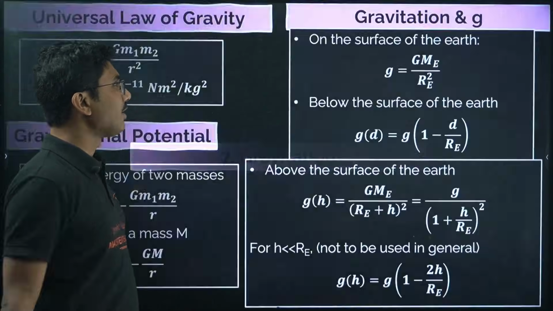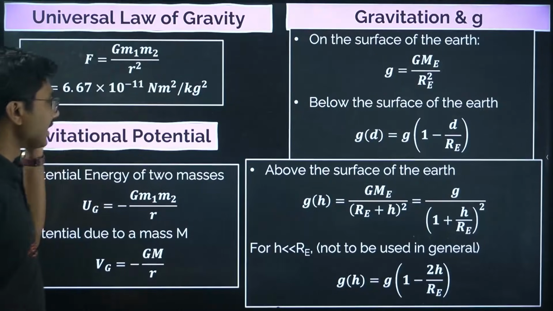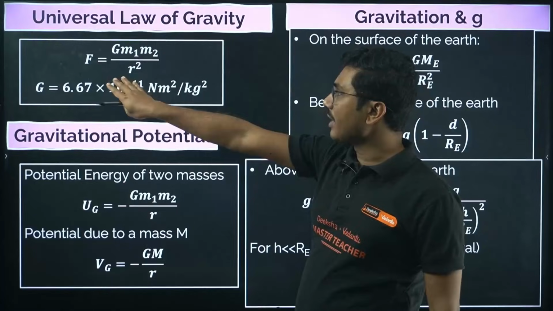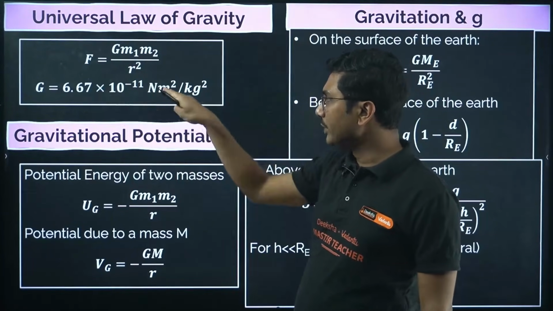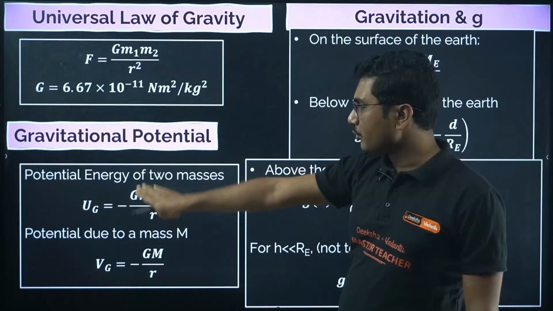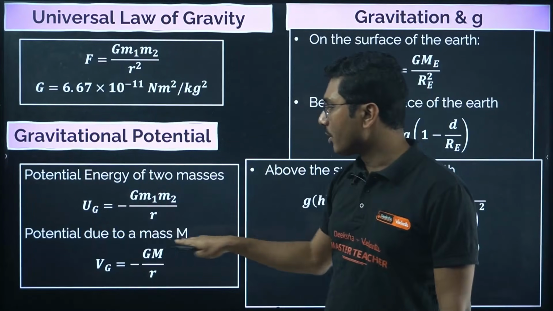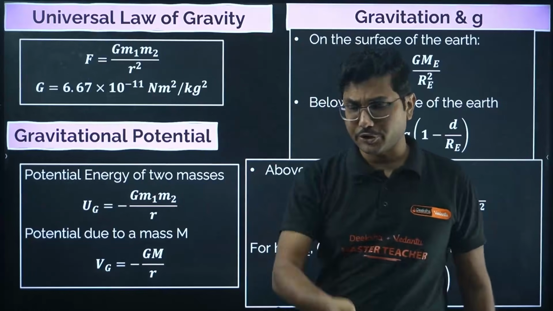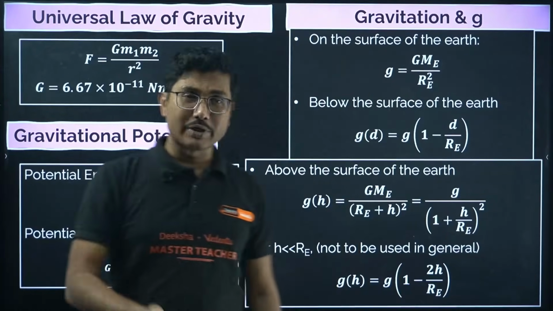Next, gravitation. Again, all the formulas of gravitation are listed on a single page. Here you have the universal law of gravity, and the constant of gravity with its unit. The unit is important for MCQs. Gravitational potential: how to calculate gravitational potential due to a single mass m. This is potential energy. This is gravitational potential. This is very handy to calculate escape speed.